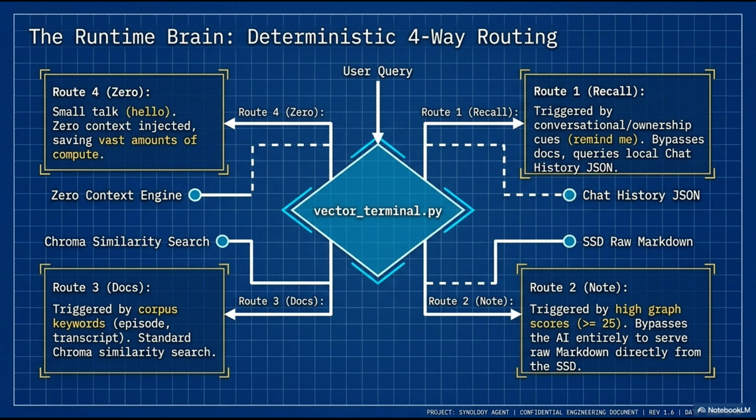Highway number 3 is the docs route. This is triggered by explicit corpus markers in the prompt, such as episode, transcript, spreadsheet, or diagram. This route executes a standard cosine similarity search against the ChromaDB vectorized documents to answer complex semantic questions.